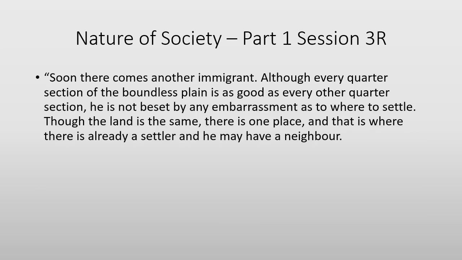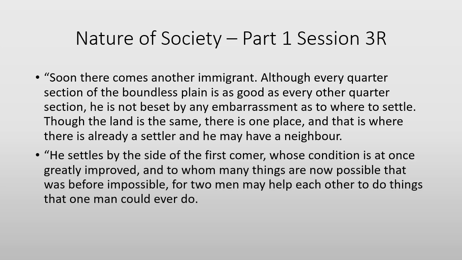Soon there comes another immigrant. Although every quarter section of the boundless plain is as good as every other quarter section, he is not beset by any embarrassment as to where to settle. Though the land is the same, there is one place, and that is where there is already a settler, and he may have a neighbor. He settles by the side of the first comer, whose condition is at once improved greatly, and to whom many things are now possible that were before impossible. For the two men may help each other to do things that one man could never do.